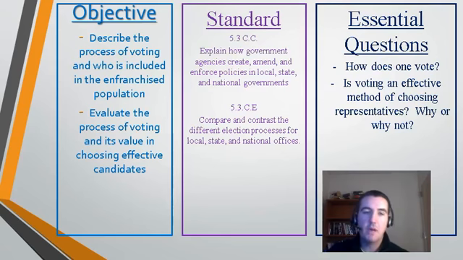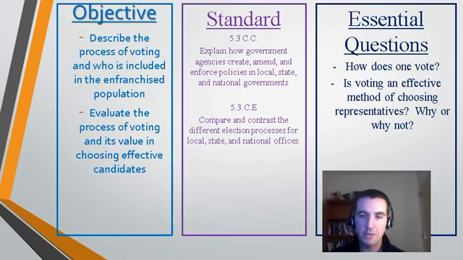So our objective is to describe the process of voting and who is included in the enfranchised population. Enfranchised means who can vote, basically. We're going to evaluate the process of voting and its value in choosing effective candidates. So we're going to look at how you vote, the whole process, and we're going to try and figure out if the process is good, if it's bad, or maybe it just needs some fixing.